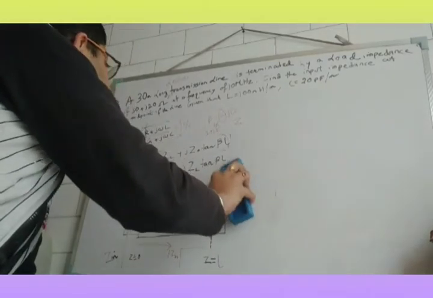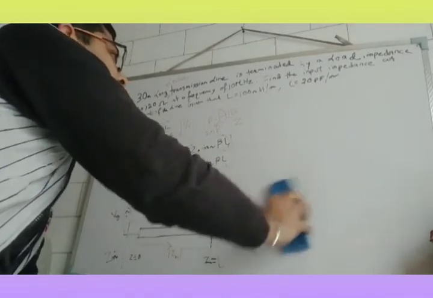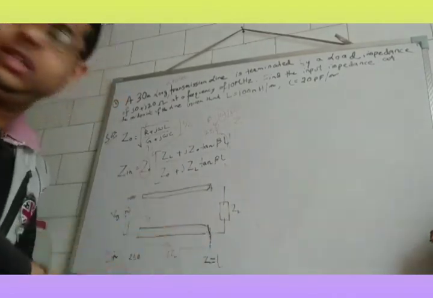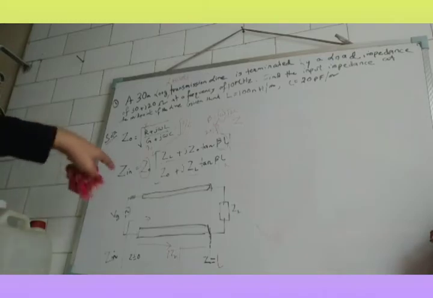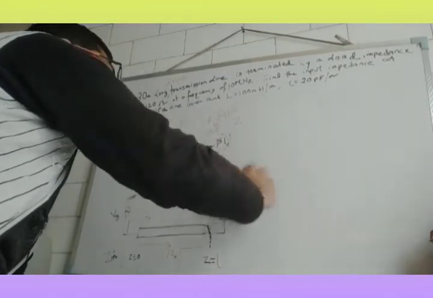So first of all, let us calculate this Z0. What will be this Z0? And then we can calculate this phase constant. Then I can calculate this ZD. Okay. So I hope you can calculate from here.